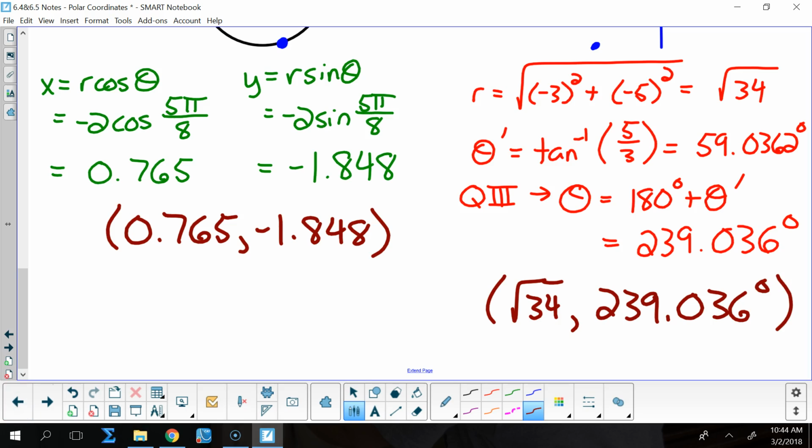That angle of 239 degrees puts me into quadrant number 3, which is where I need to be, and it puts me the square root of 34 away from the pole, which is the hypotenuse of my -3, -5 triangle.